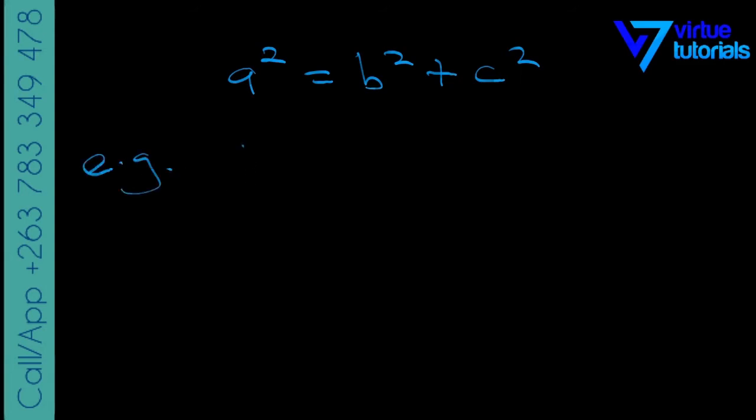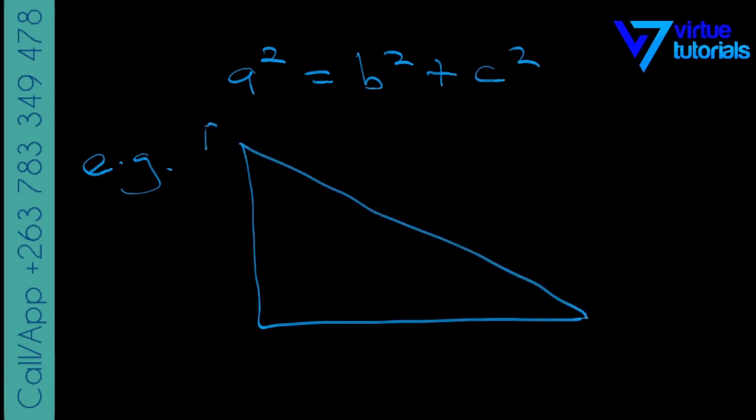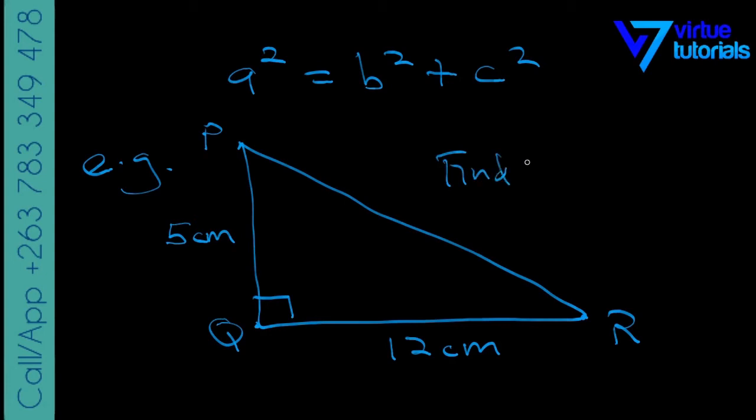Okay, so we have an example here of a simple triangle, triangle PQR. The corners or the vertices of this triangle are P, Q, and R, and there's our 90-degree angle. Let's say we're told that this side here is 5 centimeters, and that side there is 12 centimeters. Then you are asked to find PR, the length of the longest side.